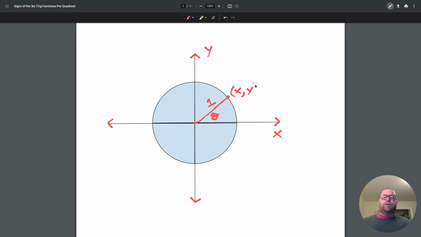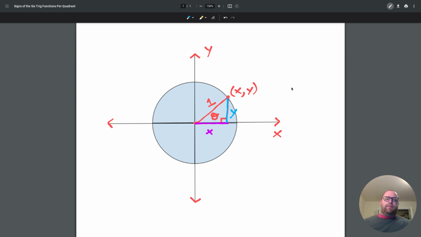Okay. If we were to draw out a right triangle here, we would see that the horizontal distance is the x value, and then the vertical distance on the triangle is the y value. Okay, so this is x, and this is y. Both are positive because we are in quadrant 1.